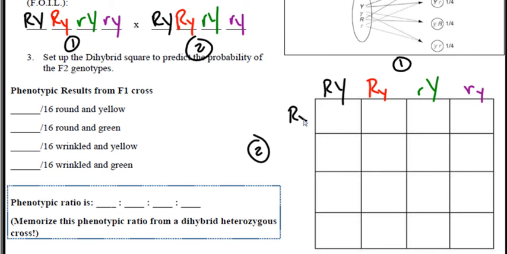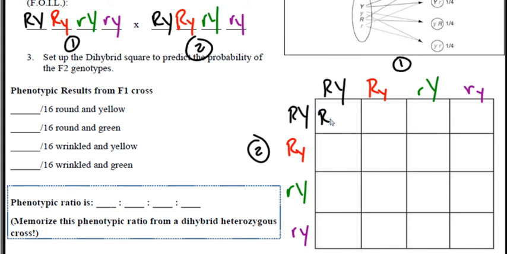Same idea. 2 capitals. Capital lowercase. Lowercase capital. And then lowercase lowercase. Since I have 4 combinations of each parent, 16 squares, now I simply put them together. Make sure to put the same letters together to figure out if they are homozygous dominant, heterozygous, homozygous recessive.